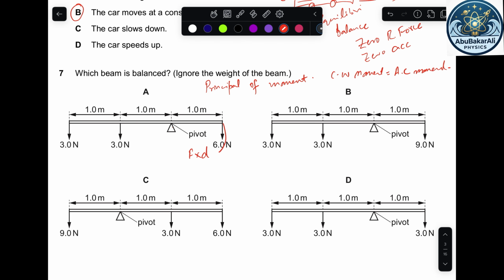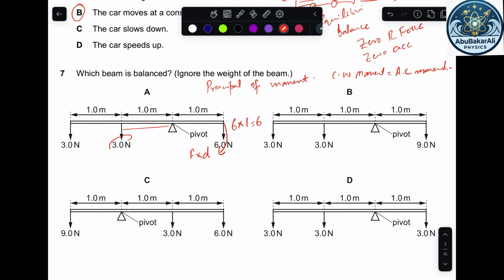So for this clockwise moment, this is 6 multiplied by 1, that is 6, and for this force it is 3 into 1, and for this force it is 3 into this distance, taken from the pivot point, 3 into 2. So this is 6 plus 3, that is 9. So they will not be balanced because clockwise is 6 and anti-clockwise is 9. Okay, so you can check this one by one.